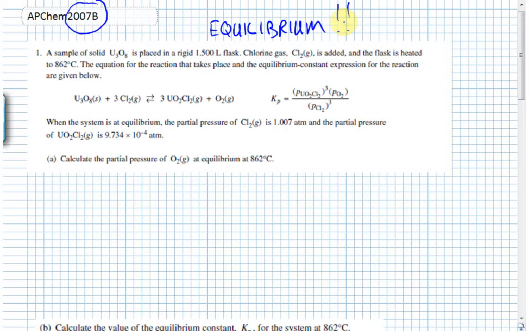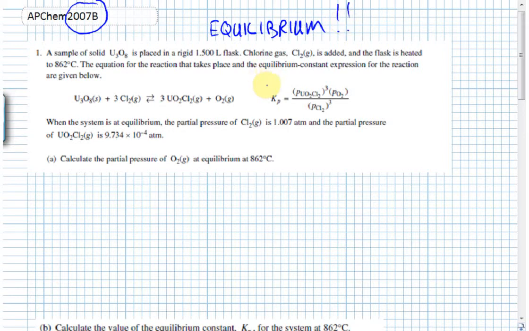So we've got a solid sample of U3O8 placed in a rigid 1.500 liter flask. Chlorine gas is added to the flask. The flask is heated to 862 degrees Celsius. The equation for the reaction that takes place and the equilibrium constant expression for the reaction are given below. So there's the balanced equilibrium reaction.